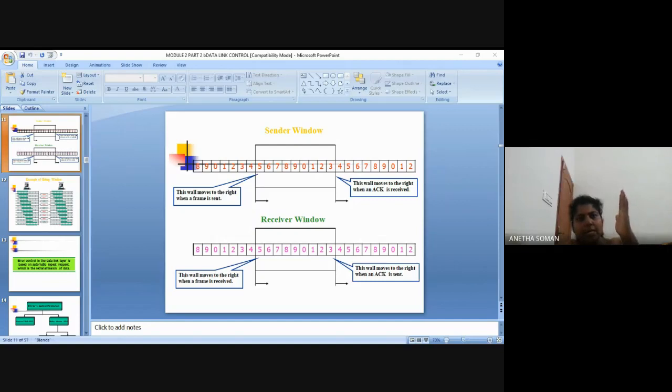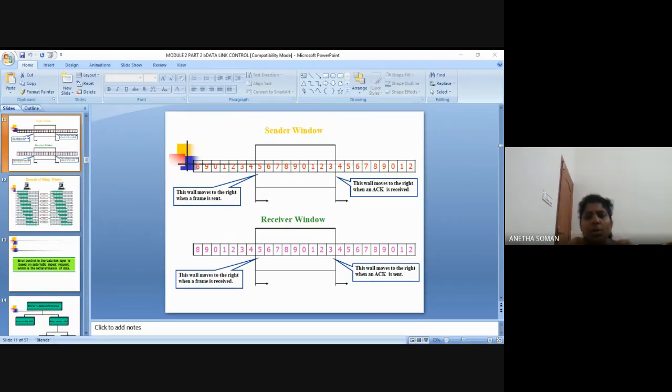Whenever data is sent from the sender side, the window slides towards the right, and whenever it receives an acknowledgement, the wall will again shift towards the right. This is happening at the sender side. Now on the receiver side, whenever data is received, the wall shifts towards the right, and whenever an acknowledgement goes out, again the wall shifts towards the right. Okay, so this is the concept of flow control.